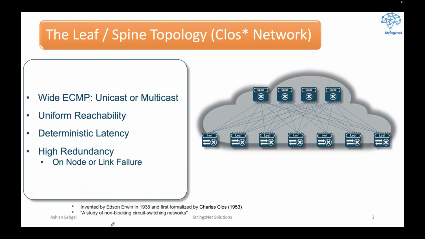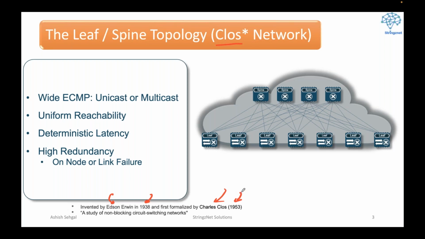So guys, the architecture which we follow in VXLAN is called Clos-based architecture. It was a gentleman called Charles Clos who formalized this architecture in the year 1953. I didn't say who developed or designed it. The holistic design of this switched network was done way back in 1938 by a gentleman called Edson Erwin. Today, this architecture in the industry is known as spine and leaf architecture.